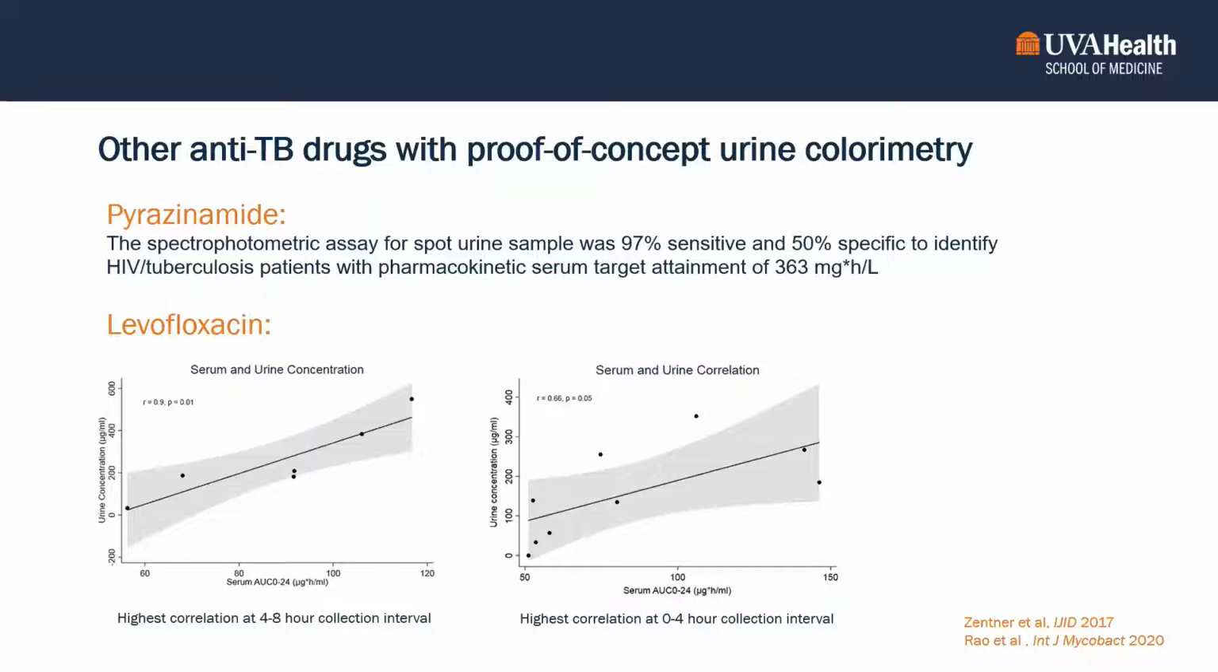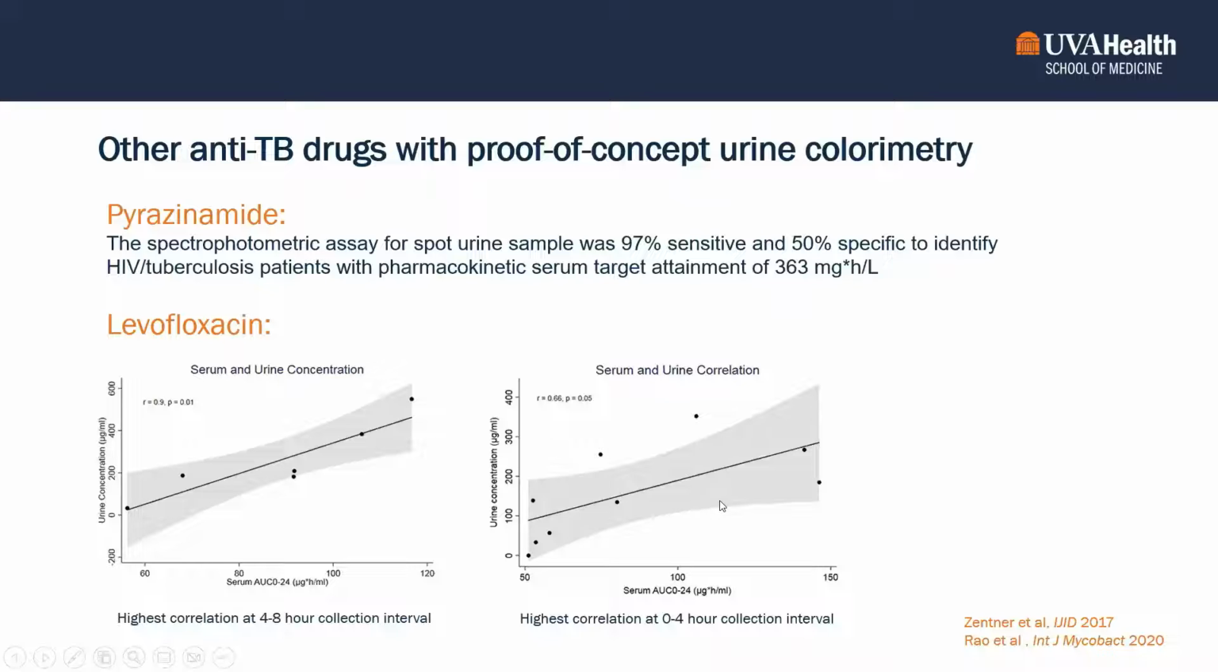Serum blood was collected before dose, and then at 1, 2, and 6 hours after medication. In healthy volunteers, which is the plot on the left, the highest correlation was between the 4 and 8 hour collection interval, with a correlation coefficient of 0.9, and that was with the serum AUC instead of Cmax.